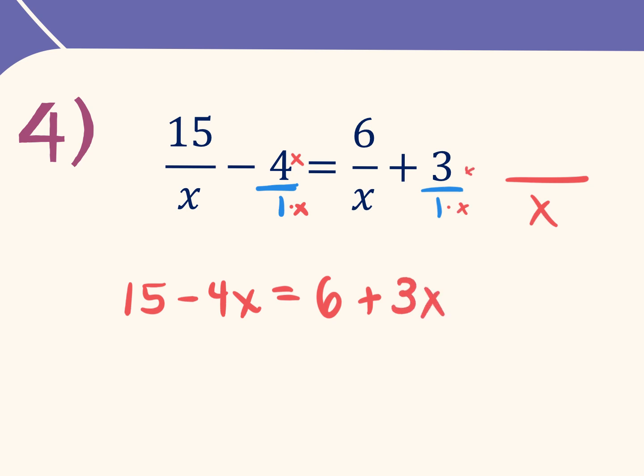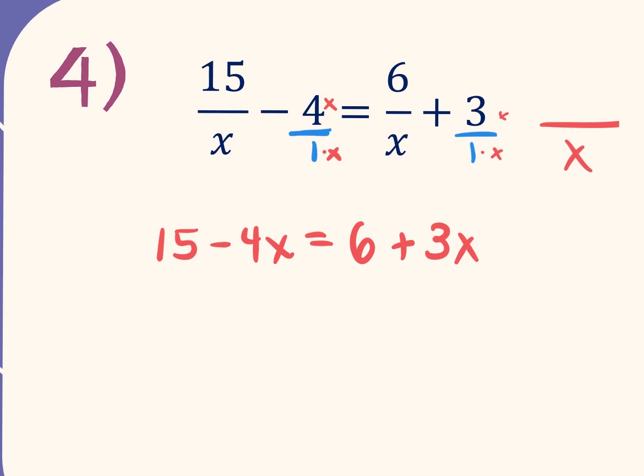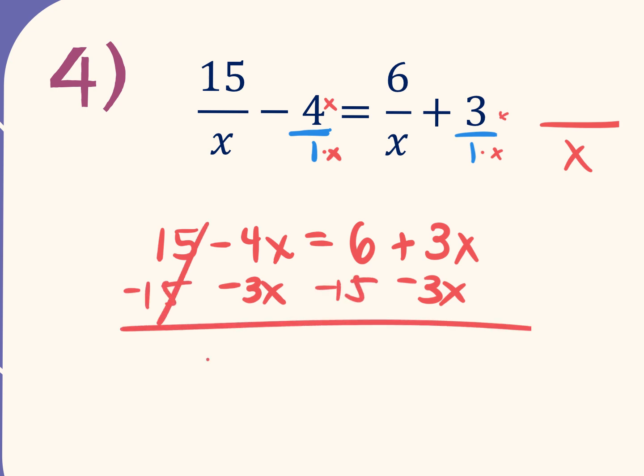All right, now that we have made each side of the equal sign have a common denominator, you don't have to worry about it anymore. It's gone. You've made it equivalent. So now we just solve. I'm going to subtract 3x from both sides. And I'm going to subtract 15. So 15 cancels over here. I have negative 7x. Equals, what's 6 minus 15?